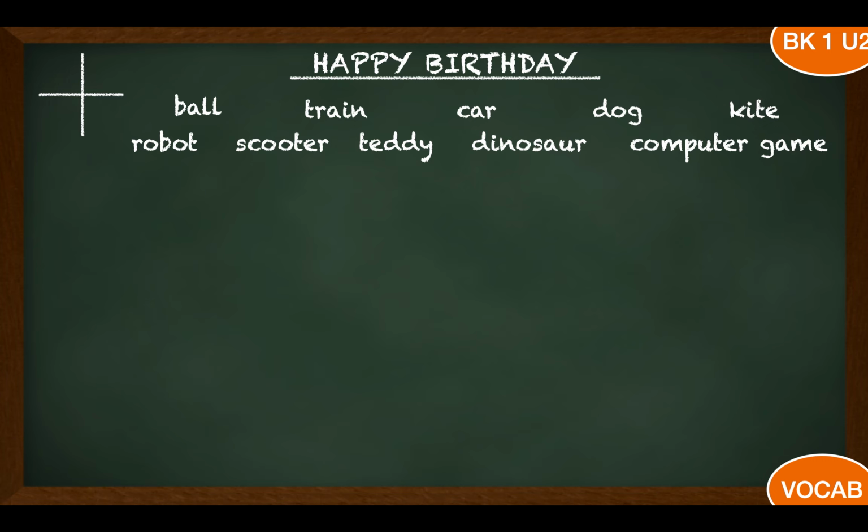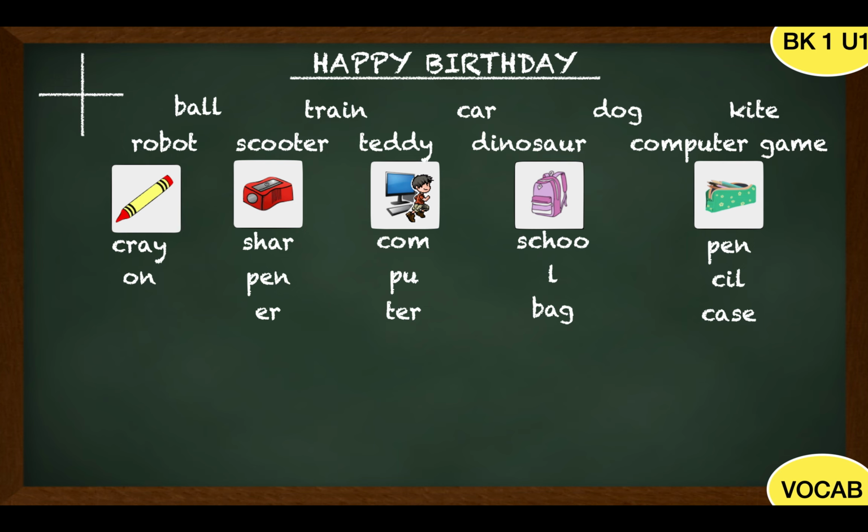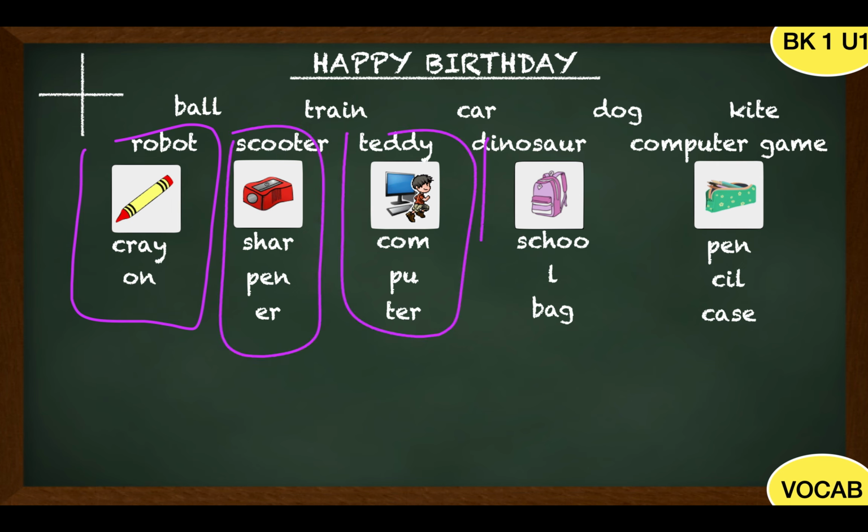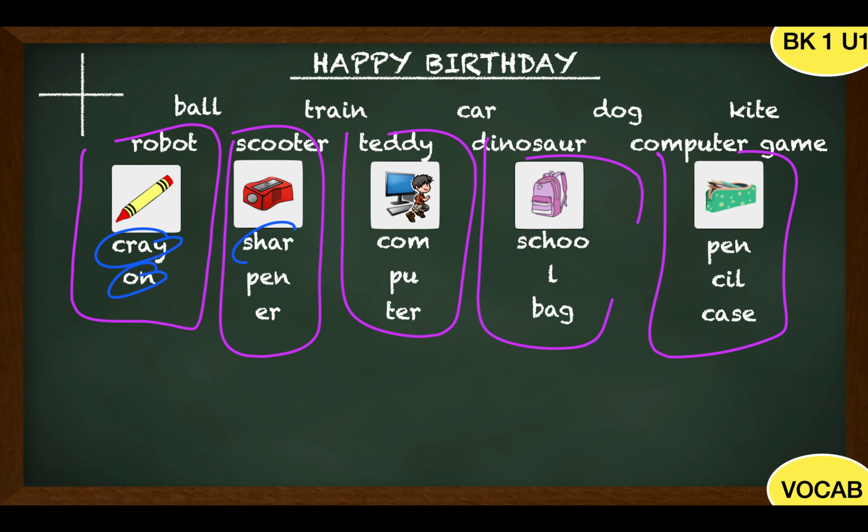Now, my next step is to challenge my students in a slightly more advanced way, and that is to now throw the extra vocabulary that I've chosen in. Now I am going to have the flashcard because I want to remind them of what this was all about. So here would be crayon, sharpener, computer, school bag, and pencil case. And now this is all about the phonemes, and I'm breaking it down into the syllables. Crayon, sharpener, computer, school bag, pencil case.